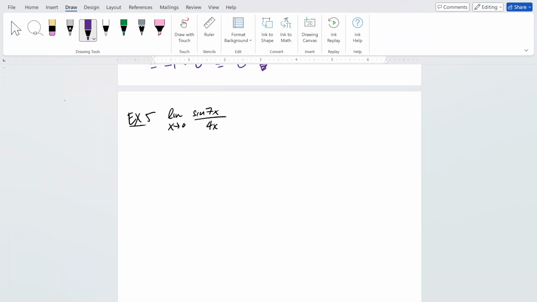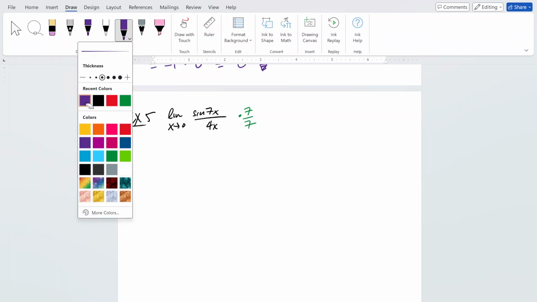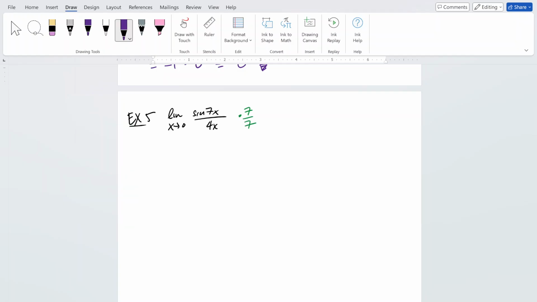So here's our little trick using our special trig functions. I'm going to multiply by a clever 1 again. And I'm going to choose 7 over 7 this time, because when I do that, this is equal to the limit as x approaches 0 of 7 over 4 times sine of 7x over 7x. And I'm going to put parentheses around this entire thing so you know it's the limit of this entire thing still.